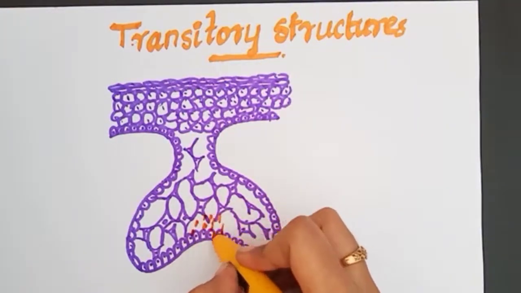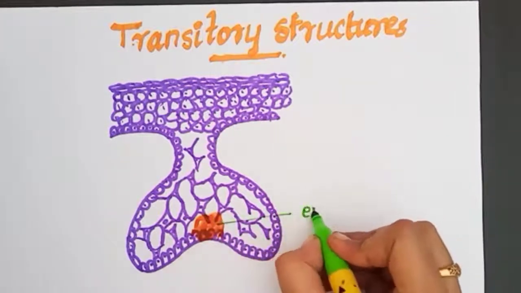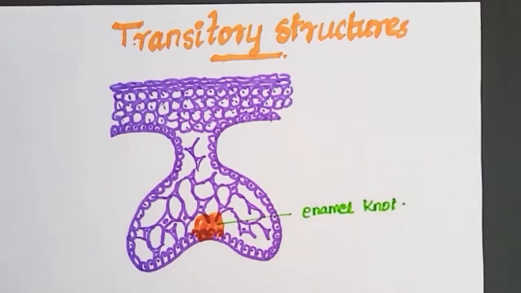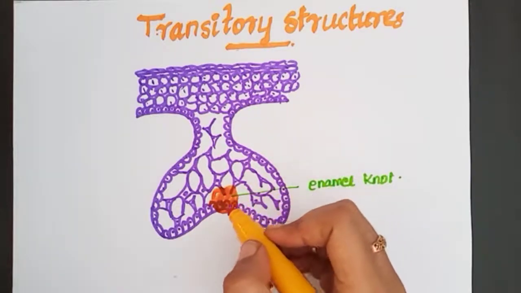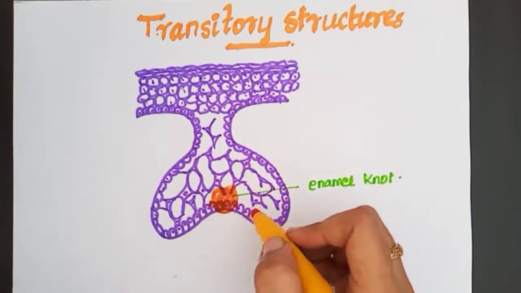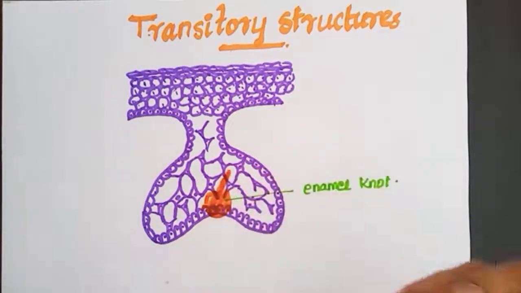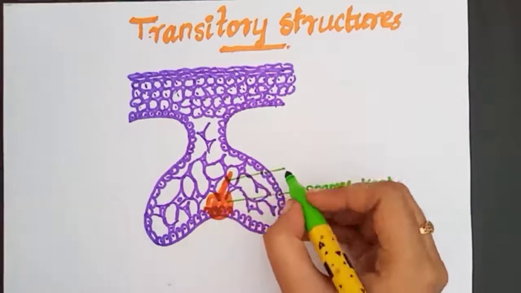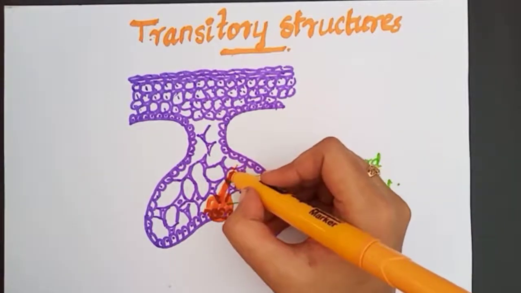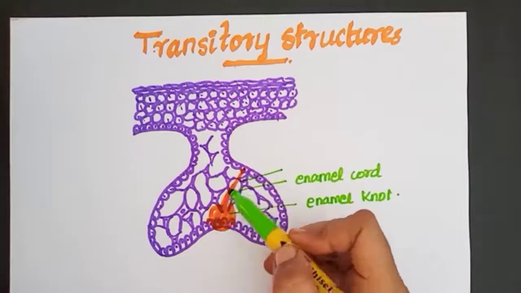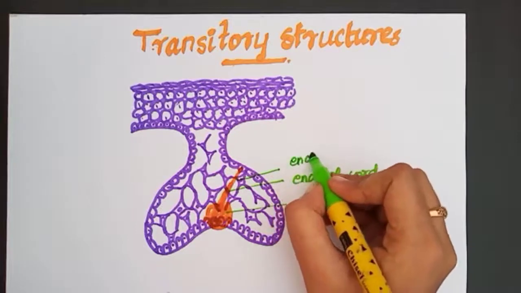The cells in the center of the enamel organ are densely packed and form the enamel knot. This knot projects in the part near the dental papilla at the center of the invagination, showing a knob-like structure. Alright? At the same time, a vertical extension of enamel knot occurs, and this is called enamel cord. This enamel cord extends to meet the outer enamel epithelium and divides the stellate reticulum into two parts. That's why this is called enamel septum.